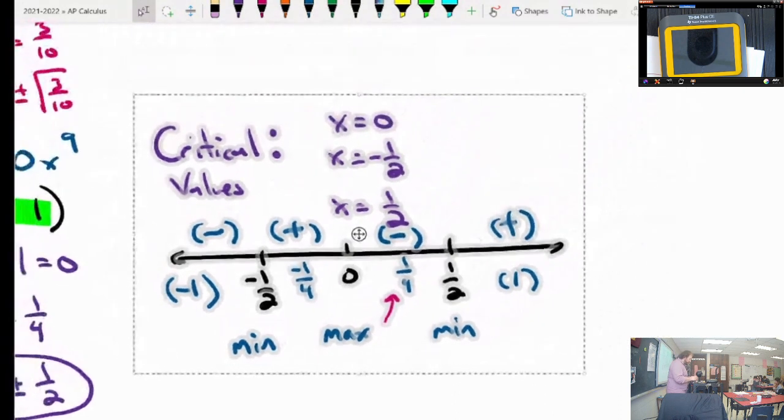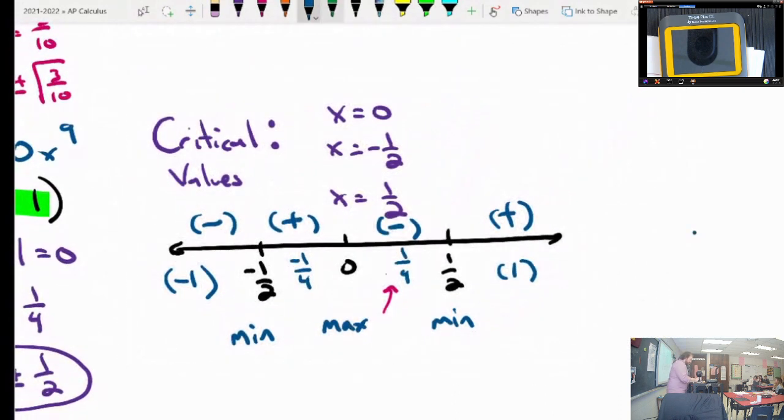So at this stage, you have enough information to state that x equals 0 is a maximum, and x equals negative 1/2 and x equals positive 1/2 are minimums. This does not tell you how high or low those maximums and minimums are. It just tells you that that's where they happen.